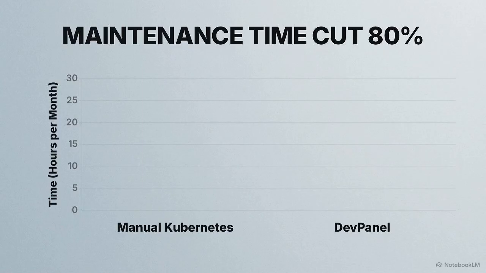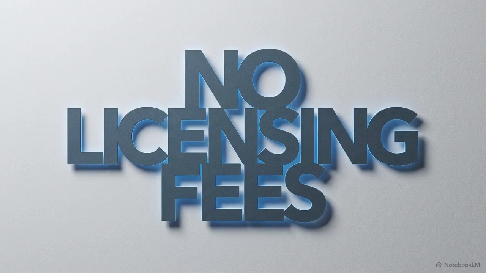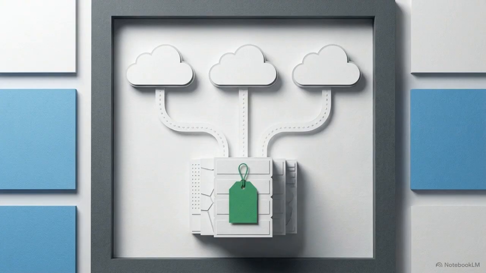Looking at ongoing maintenance, DevPanel reduces the operational labor required for teams from over 20 hours a month down to just 2 to 5 hours. And the pricing model is highly unusual. DevPanel itself is a zero-cost platform. You only pay your cloud provider directly for the compute, storage, and bandwidth you actually use.